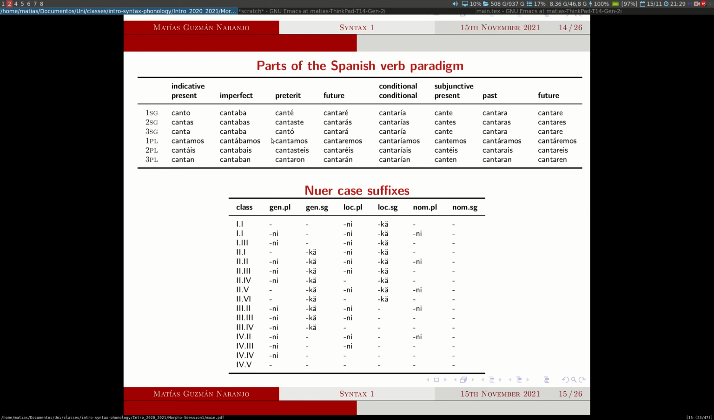We usually organize paradigms this way, with columns representing one dimension, rows representing another dimension. This is fairly common. Columns in this case are representing tenses, and rows persons. This is probably the most common way in which we organize verbal paradigms, but you could also do it the other way around. It's also fine. It depends on what you want to show. And at least for cantar, it's relatively straightforward how you segment this into suffixes.